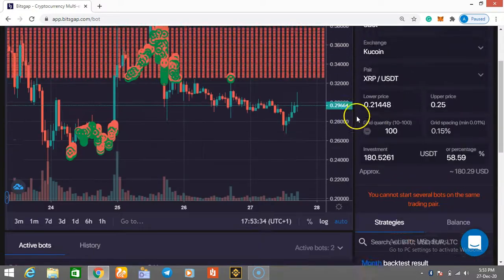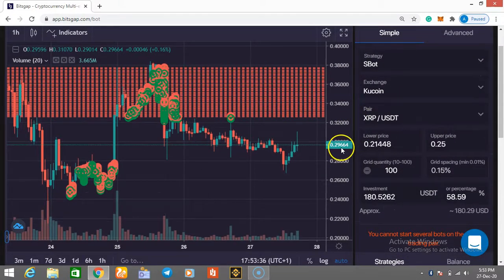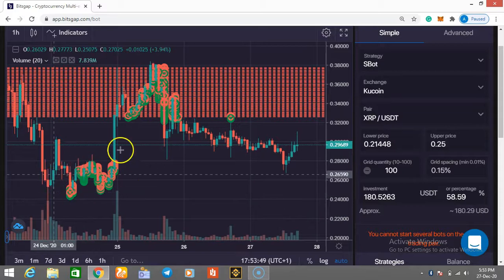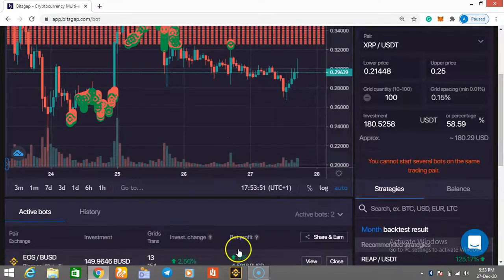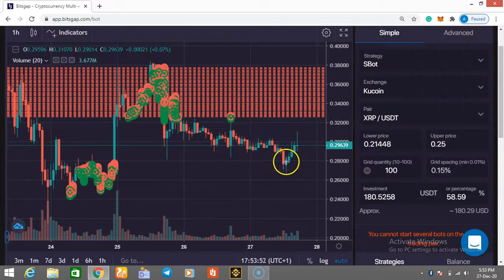So right now the price is around 0.29664, and my lower range is 0.32. So definitely my lower range is around here, 0.32. Definitely the bot will stop trading on my behalf. It started from here. I activated trail up, so the trail up trailed the price up to this level. Then the price fell back.